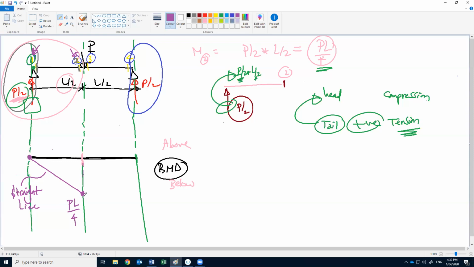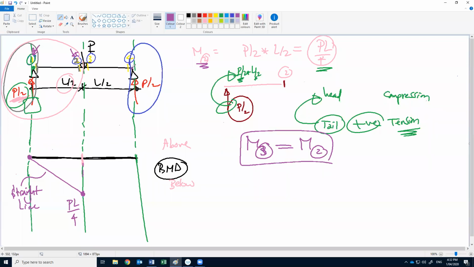From 2 to 3, do we have to calculate the moment at 3? We know that the moment at 2 is PL divided by 4. The moment at 3: from last week, we said that the moment from the right and from the left should be similar at any point, right? Do you remember this? So we don't have to calculate the moment at 3, because M3 equals M2.